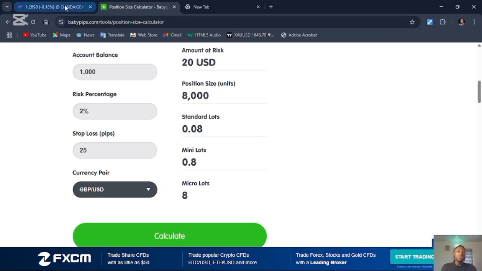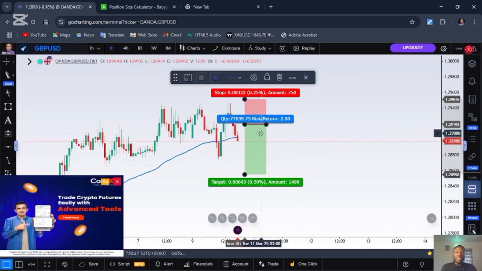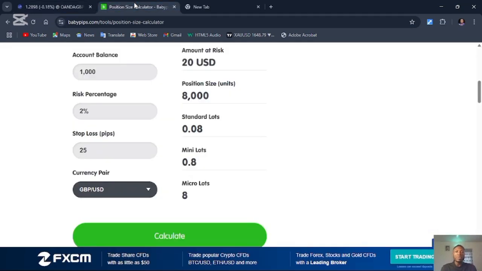Meaning that if I come to this trade and I want to enter this trade, I will use a lot size of 0.08. And if the trade should go against me, I should be risking just $20. Sometimes, depending on where you enter the market, it might be 20 point something or at least 21. But just know that while using this lot size recommended by this position size calculator, you are risking $20.